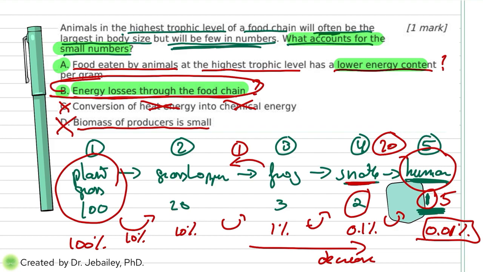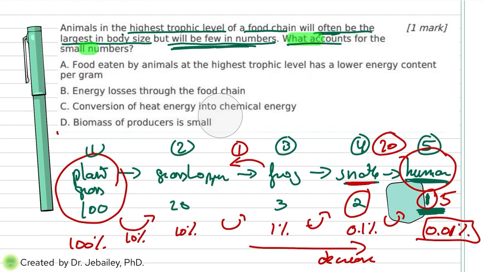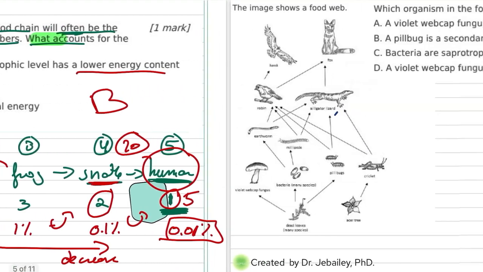So once again, just erase this to make it clearer for you guys to see. I know that many students will be lost between A and B. Both are not wrong, but the true cause, the root cause, the beginner of all, is that the energy is lost through the food chain. And because of that, it leads to low energy content. So the answer here would definitely be B. Once again, you've got to be very specific with IB.